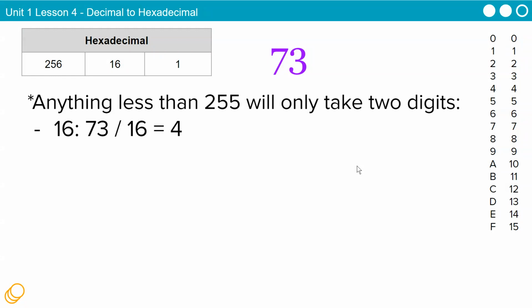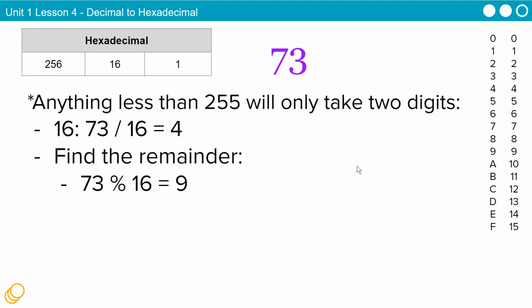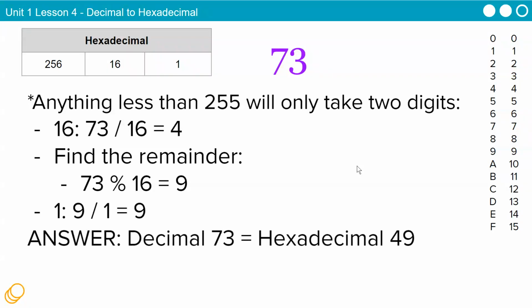Okay, so then I know I'm going to have a 4 in my 16s place. I have to figure out what value's left over. So I'm going to do 73 mod 16, which is 9. So that's going to be my ones place. So the decimal 73 is the equivalent of the hexadecimal 49.